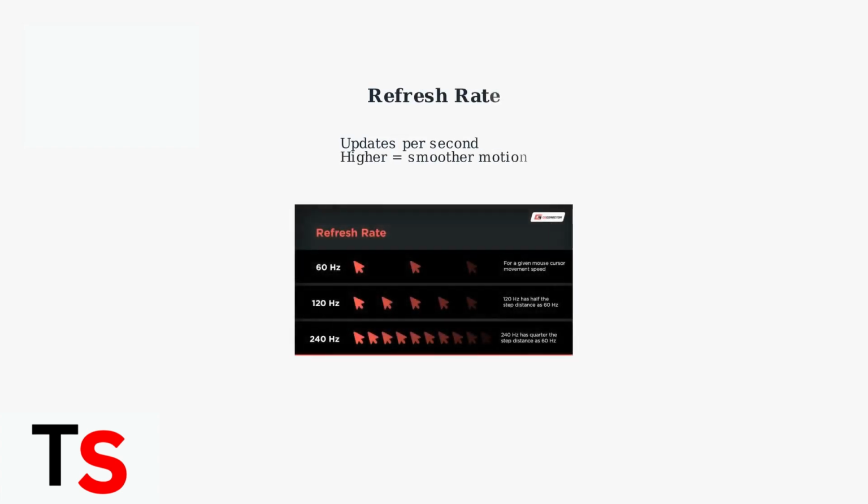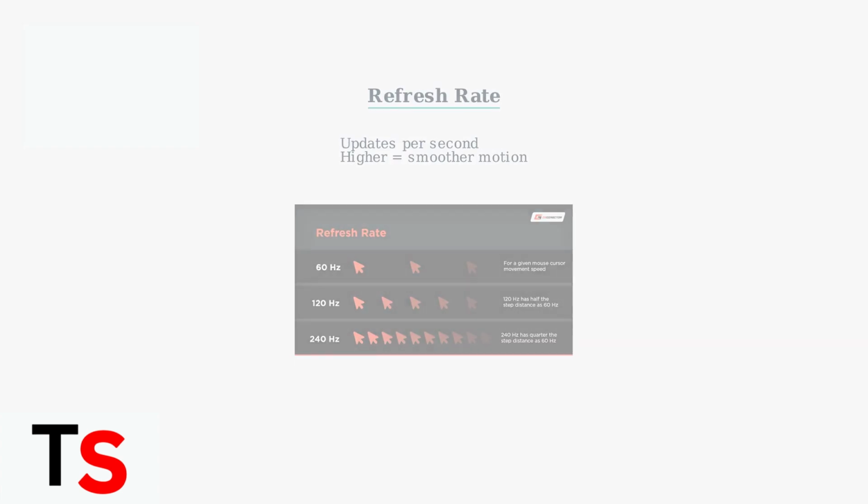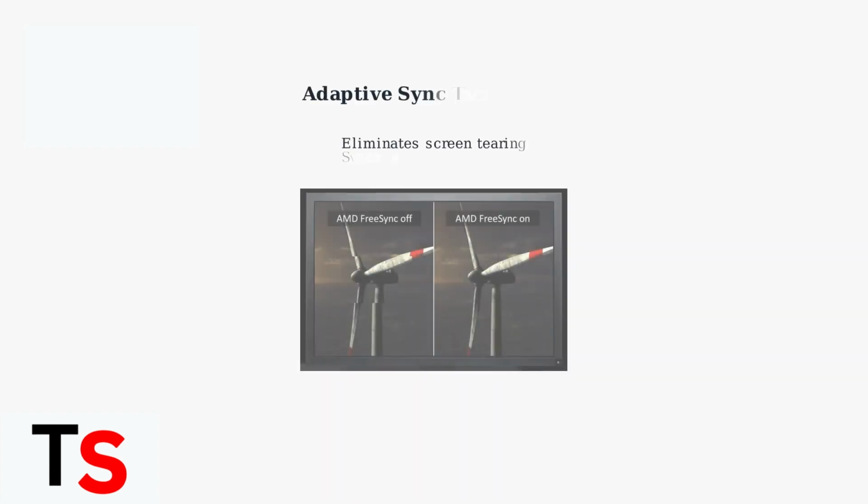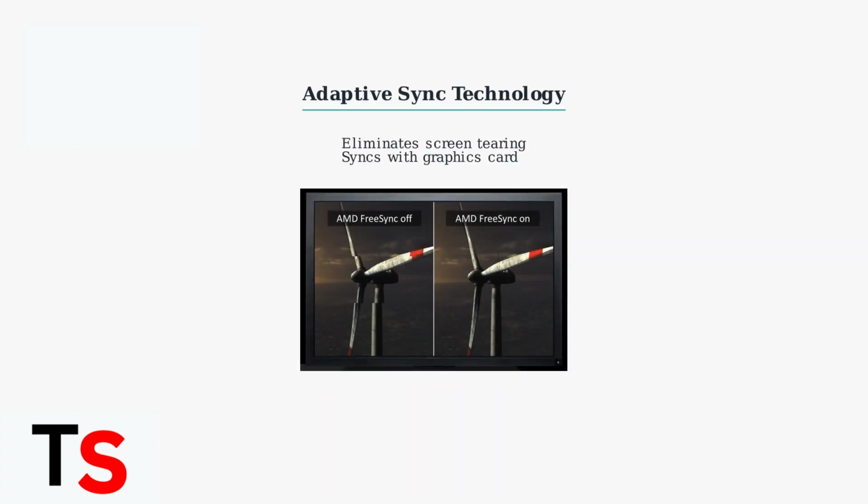Refresh rate determines how many times per second your monitor updates the image. Higher refresh rates result in smoother motion, particularly noticeable in gaming and video content. Adaptive sync technology, including FreeSync and G-Sync, eliminates screen tearing by synchronizing your monitor's refresh rate with your graphics card's frame output.